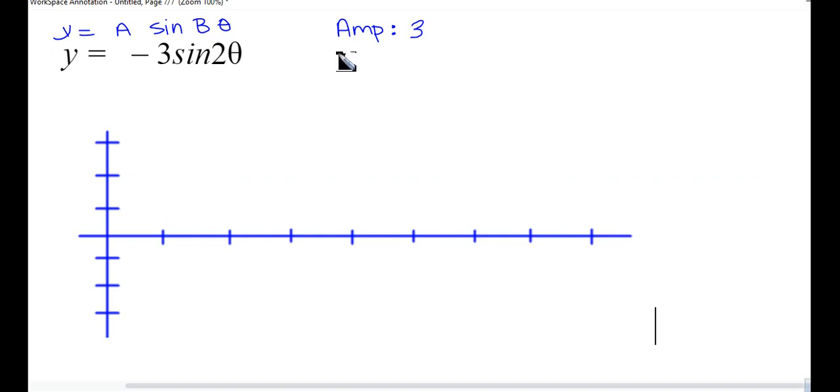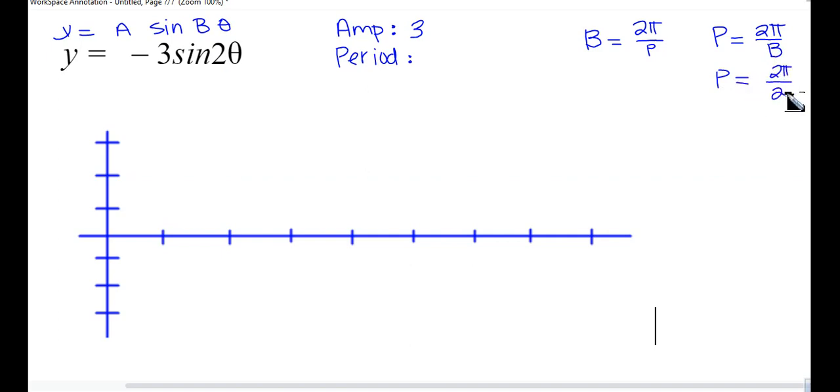The next thing you're supposed to identify is the period. Now, if you remember, the equation gives me B, but it doesn't give me the period. So, how can I use B in order to find the period? Well, when we were trying to find B, we did 2 pi over the period. So I can actually reverse this around, and if I want to find the period, I will do 2 pi divided by B. So since they gave me the value of B is 2, then my period will be 2 pi divided by 2, which is pi.